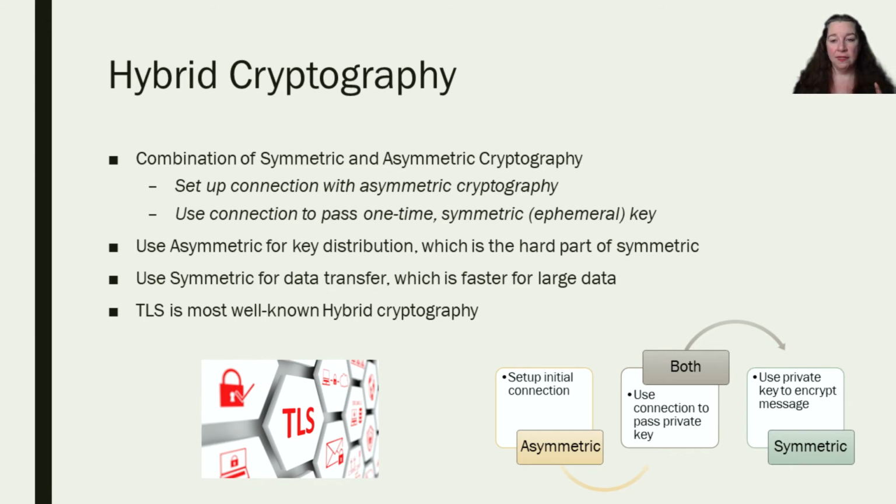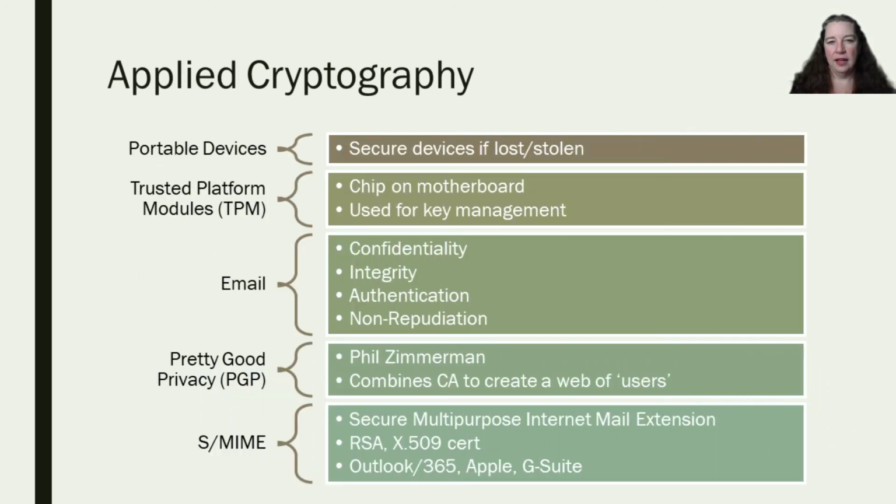Once we have the key, then we set up a connection with symmetric for data transfer so we can pass the data easier with the symmetric key. And then we use the key to encrypt the message, again using symmetric that way. So hybrid cryptography like TLS uses both symmetric and asymmetric cryptography. The asymmetric to pass the symmetric ephemeral one-time key, and then the symmetric to actually encrypt the tunnel to allow the data transfer to go through in that way. A couple of ways in which cryptography is used, or applications of cryptography.